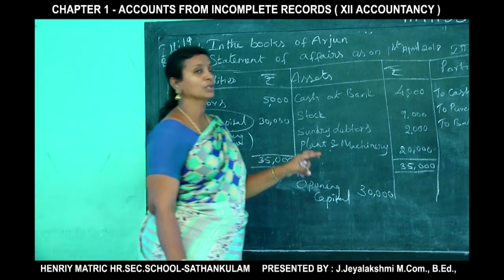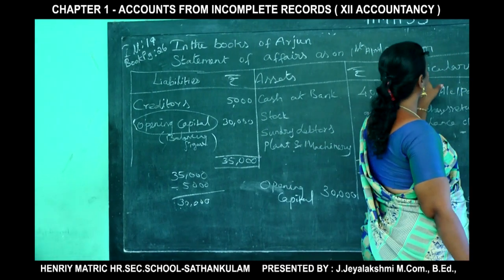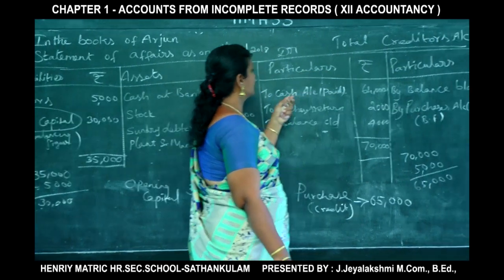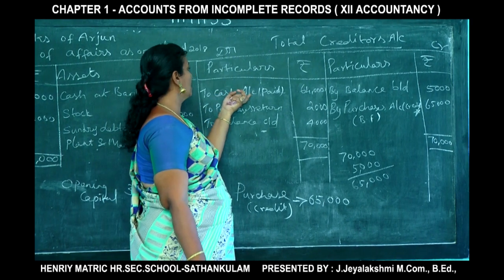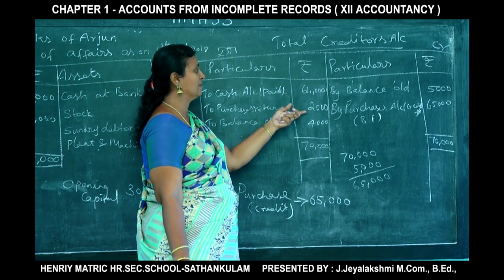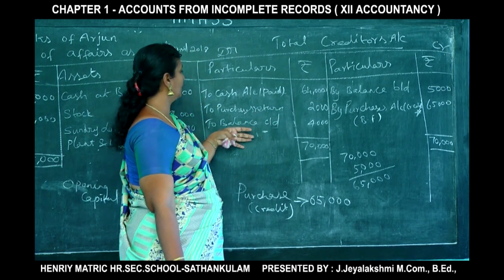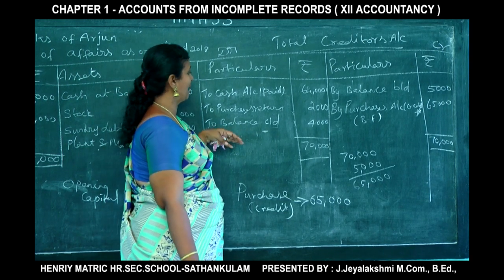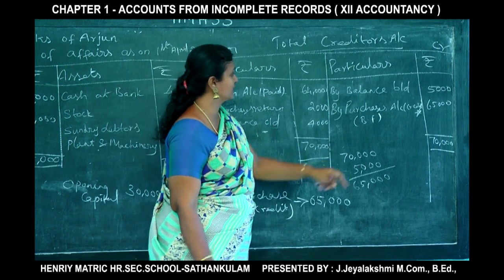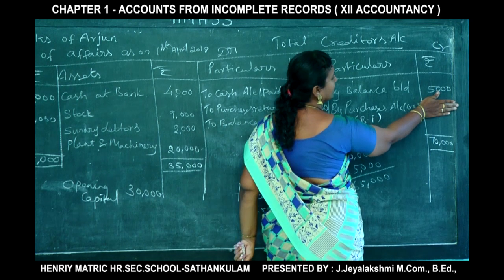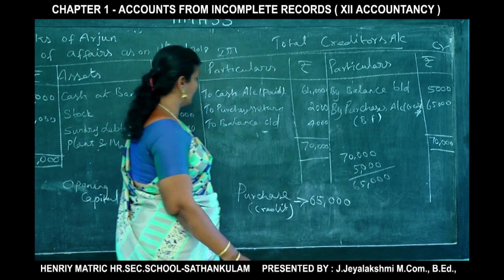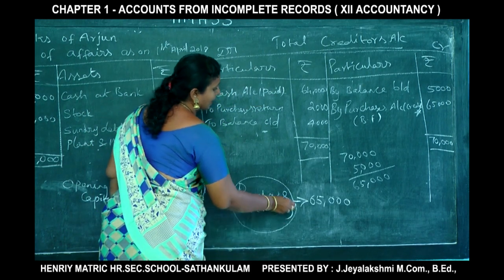Okay, now we pass to the total creditors account. Here as usual we have to write the format. Debit, credit, particulars, amount. See here, how much have they paid in cash? 64,000. Then purchase return how much? 2,000. All this information we are getting from the question. Then we have to take the opening and the closing balance, debit and credit. So we are having 70,000 each, because by balance total we have only 5,000. So we deduct 70,000 minus 5,000, 65,000. We will get what? Credit purchases. We got credit purchases.